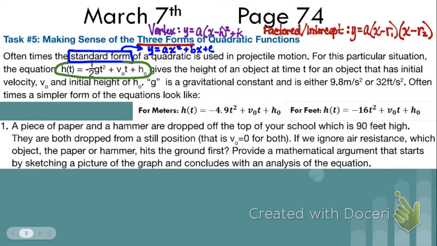And we have gravitational constants. We talked about those last week. 9.8 meters per second squared if we're talking about metric units. 32 feet per second squared if we're talking about imperial units.